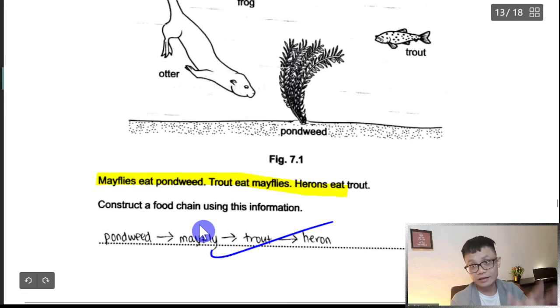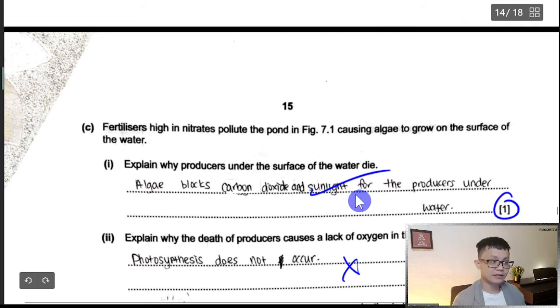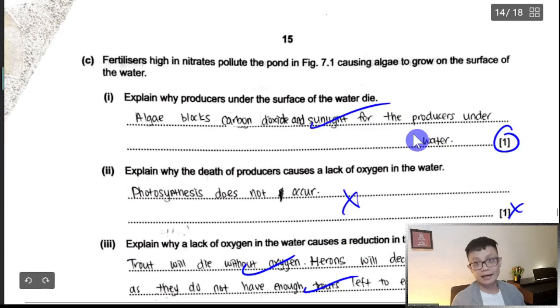Fertilizer, high nitrate in the polluted pond. So again, nitrate is a fertilizer, man-made fertilizer. It dissolves in water, goes to the pond, causes algal bloom, and a lot of plants and animals will die. Explain why producers under the surface of the water die: because the algae block the sunlight. Algae block carbon dioxide and sunlight, and down there they cannot photosynthesise, so the whole pond will be green in color. Explain why they are producers.